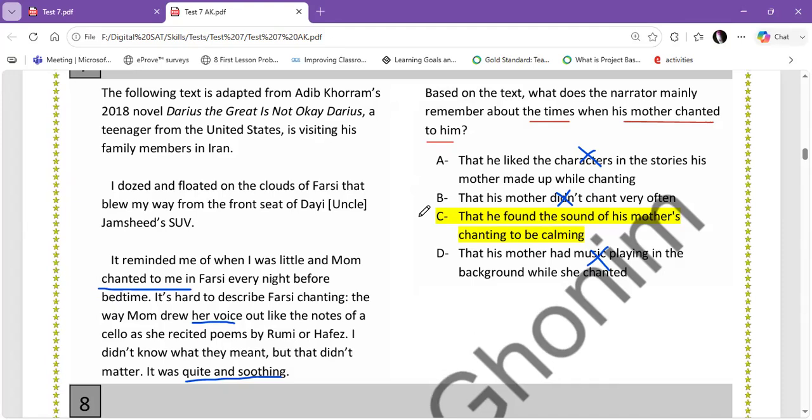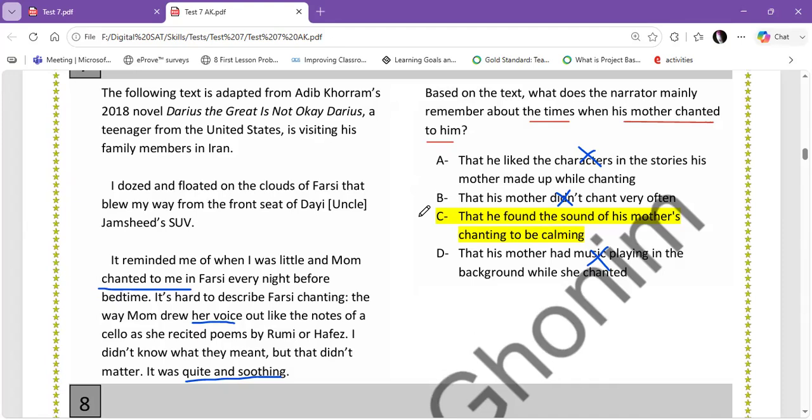So let's look at A. That he liked the characters in stories his mother made up while chanting. He didn't talk about any characters. B. That his mother didn't chant very often. He didn't talk about that, actually, because we are talking about her chanting. C. That he found the sound of his mother chanting to be calming. Yes, he said quiet and soothing.